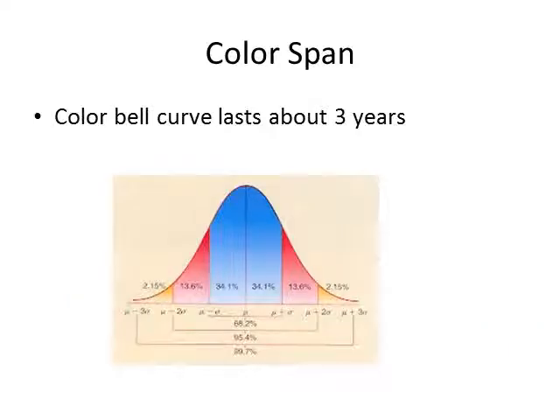Okay, the color span, the color bell curve lasts about 3 years. So something that comes into style today will be out of style in about 3 years. So our hot neon color pops just came in probably about a year ago, and I would say we're getting close to the top of the bell curve with the neons. So about a year and a half. So maybe next winter, and next spring it will start to trickle down, and we will see a new color span come in.